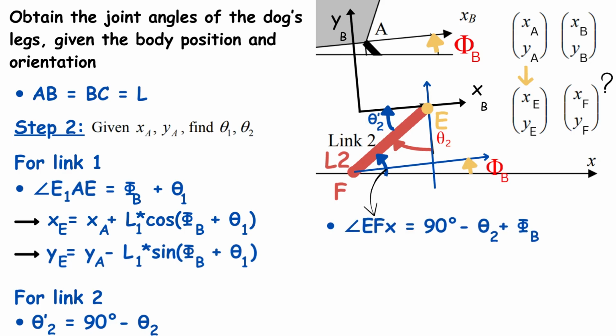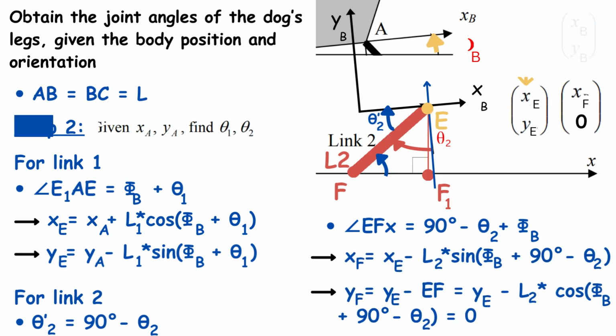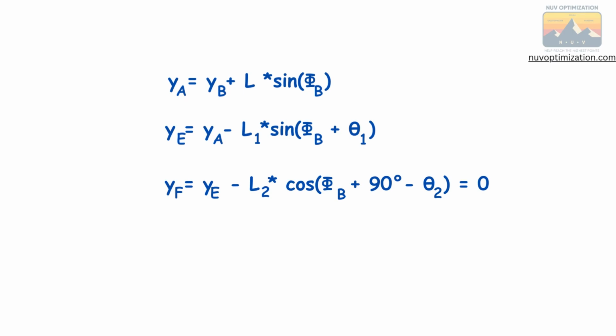Then from E, we will draw a perpendicular line to the ground that cuts the ground at point F1. Since F1 is on the x-axis, we have the right triangle EFF1. Therefore, y sub F is 0 because point F, the end of link 2, must also be on the ground. This means the y-coordinate of E is equal to the vertical component of link 2. We have point F's coordinates as written on the screen. To summarize, for the front leg, we now have the following system of equations that need to be solved to find theta 1 and theta 2.